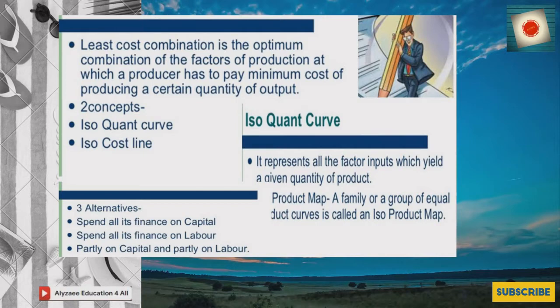So what is an isoproduct curve? It represents all the factor inputs which yield a given quantity of product. A product map, a family or a group of equal product curves, is called an iso product map. So there are three alternatives: spend all its finance on capital, spend all its finance on labor, and the third one is partly on capital, partly on labor.